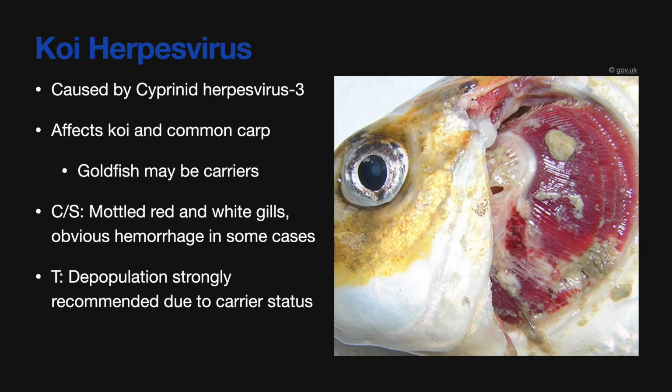Koi herpesvirus is caused by cyprinid herpesvirus 3, which affects koi and common carp. Goldfish may also be carriers of this virus. Clinical signs include mottled red and white gills with obvious hemorrhage in some cases. Depopulation is strongly recommended due to the risk of animals developing a carrier status.